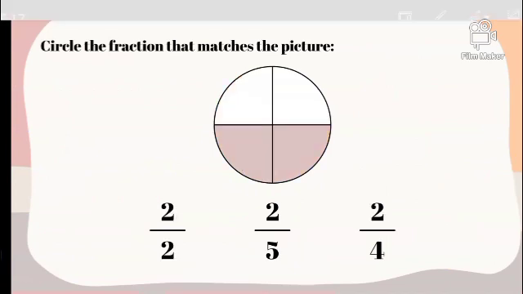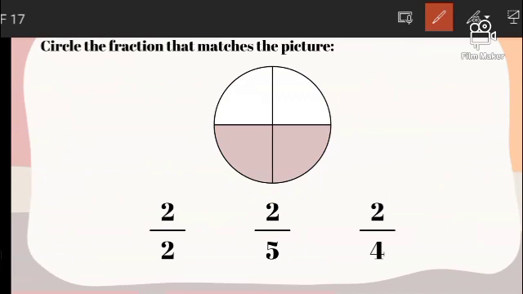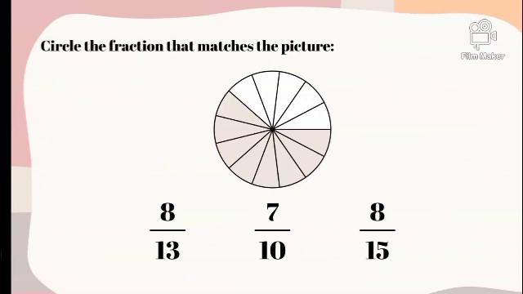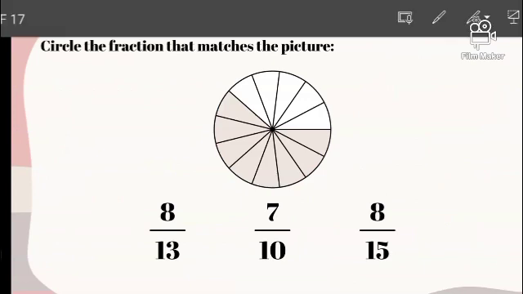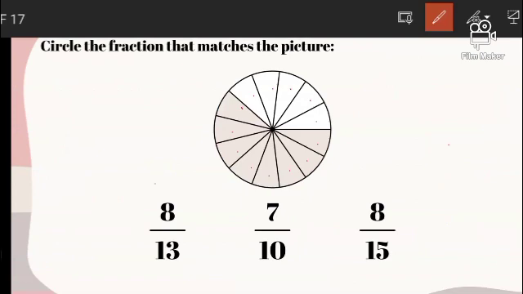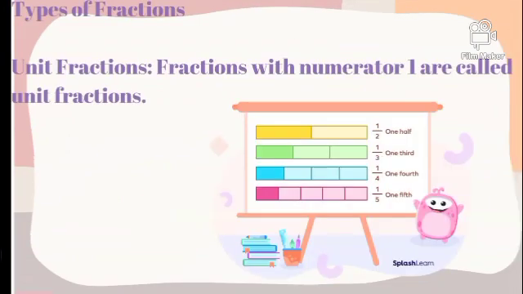How many do you have here? Exactly. 2 over 4. Wow, this much. How many do we have here? Let's count: 1, 2, 3, 4, 5, 6, 7, 8, 9, 10, 11, 12, 13. We have 13. And 8 is shaded, so that is 8 over 13. Right?